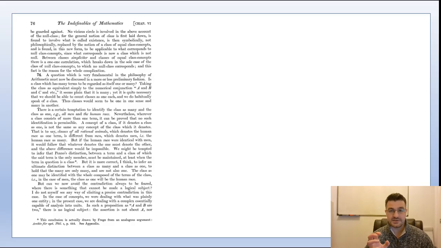The terms considered as one is not the class. Okay, the terms considered as one is a whole, which is different from a class. So we can have these terms that form the class, we can consider them as a whole, one object, but that is not the class.